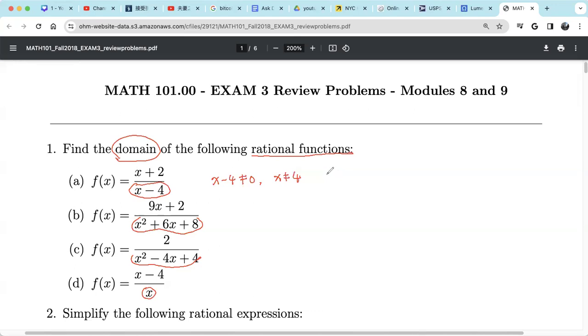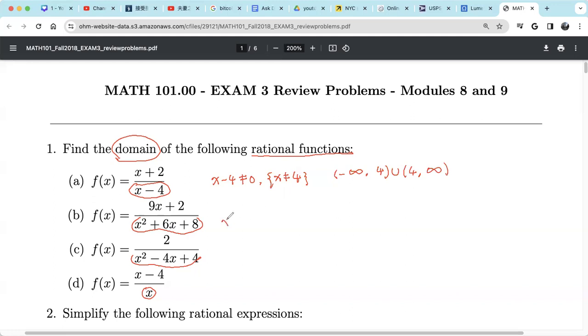And sometimes we want to use interval notation. So this would be set notation, x not equal to 4. If you were asked to use interval notation, we say, okay, x can be any value other than 4. So we use this close parentheses and open parentheses to avoid 4 in the set of all real numbers. So this means all real numbers but 4.